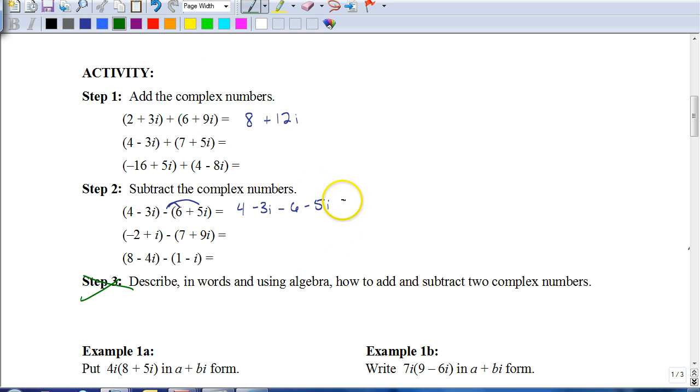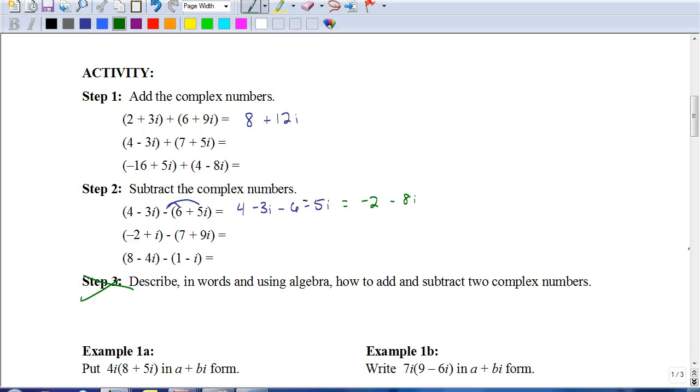Now I add together my like terms. So my like terms are the 4 and the minus 6, so that's going to be negative 2. Negative 3i minus 5i would be minus 8i, because if you have negative 3i and you combine that with negative 5i's, it's going to get further negative, so it's going to be negative 8i. Let's look at one more. Let's look at this last one.